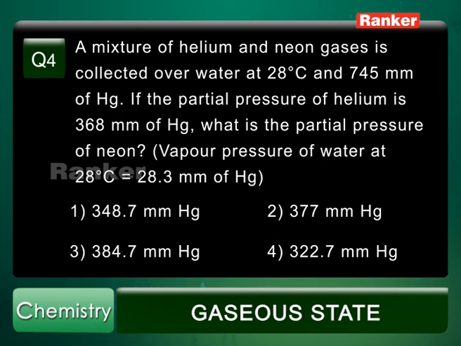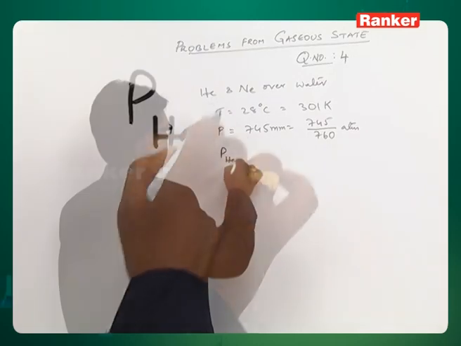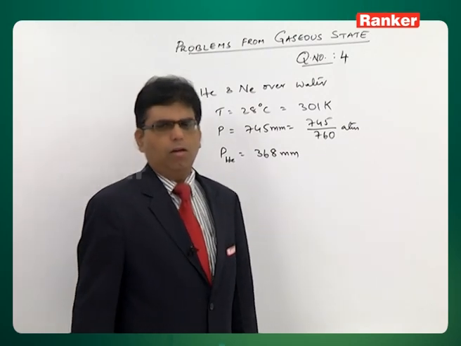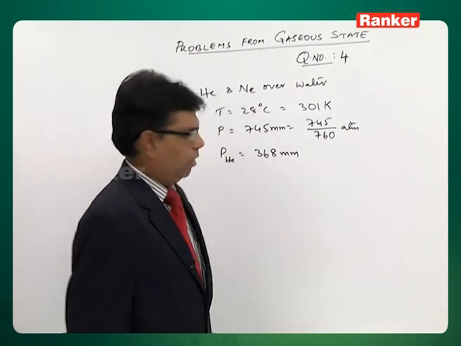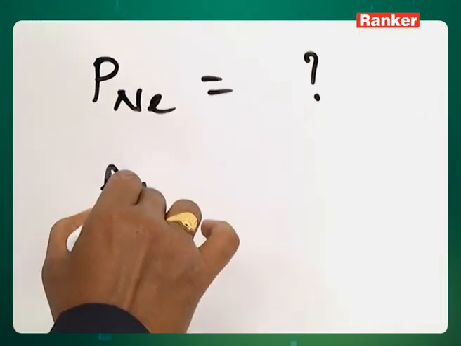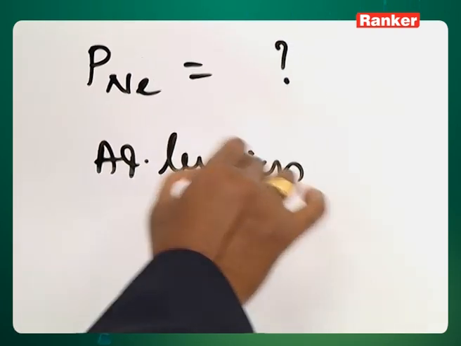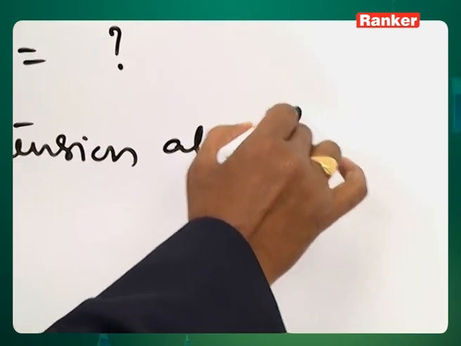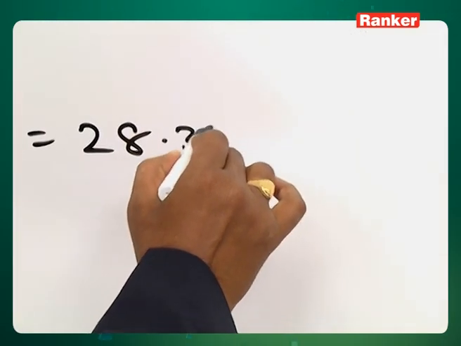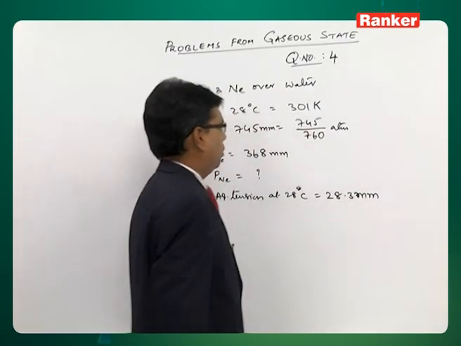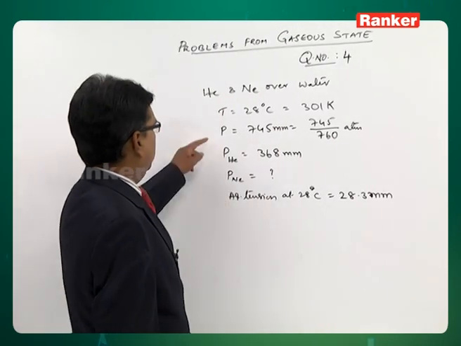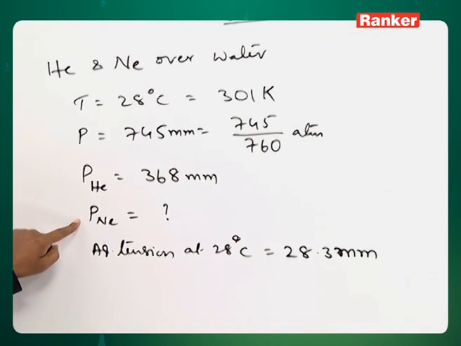If the partial pressure of helium is 368 mm, what is the partial pressure of neon? And aqueous tension at 28 degrees Celsius is 28.3 mm. So, here in fact no need to convert the pressure into atmosphere, because here what is asked is pressure of neon; pressure of helium is given, pressure of neon is to be determined.